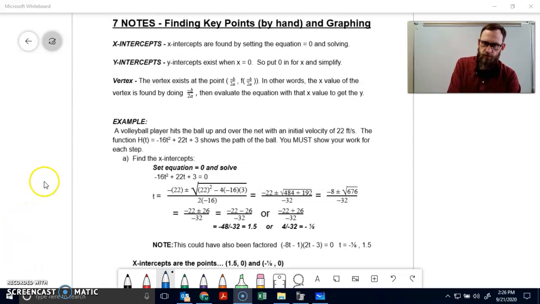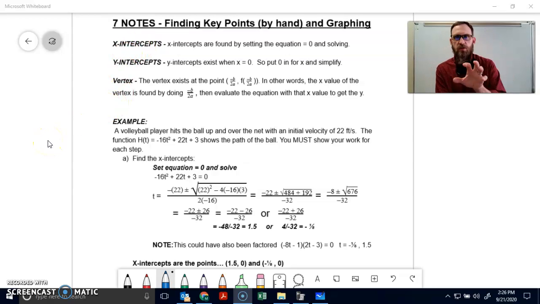Welcome to today's lesson. This is for Tuesday, 9/22. We're looking at the notes for finding key points by hand. Now everything that's on here we've already done in some form or fashion. We're going to try to pull it all together.